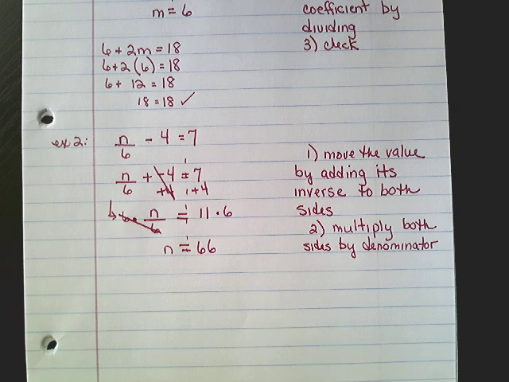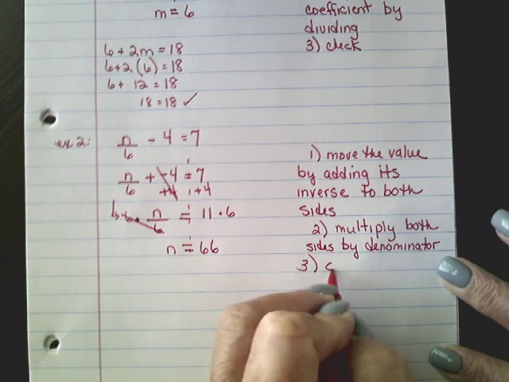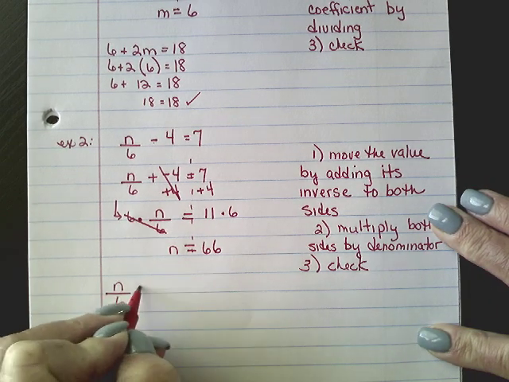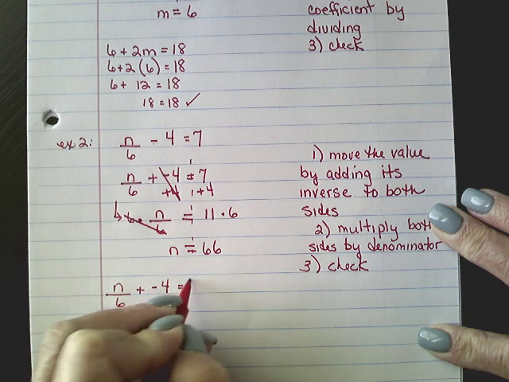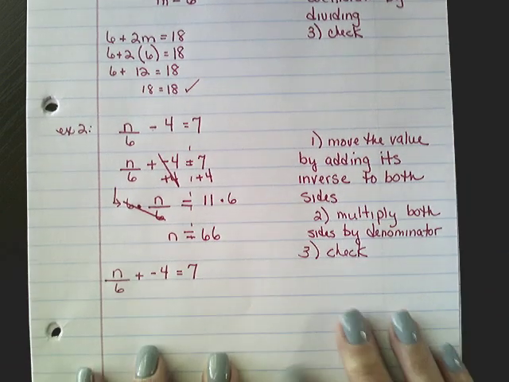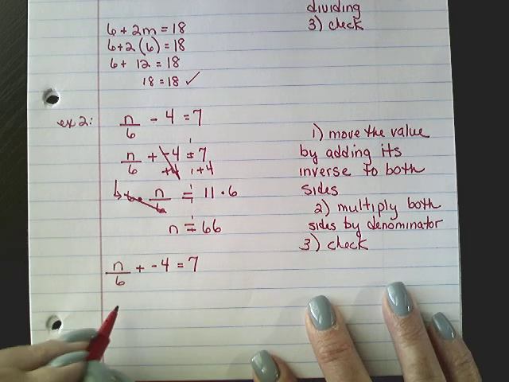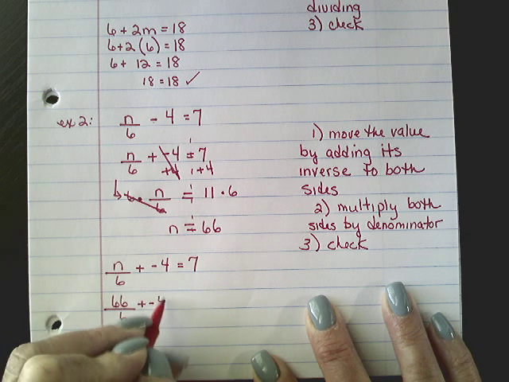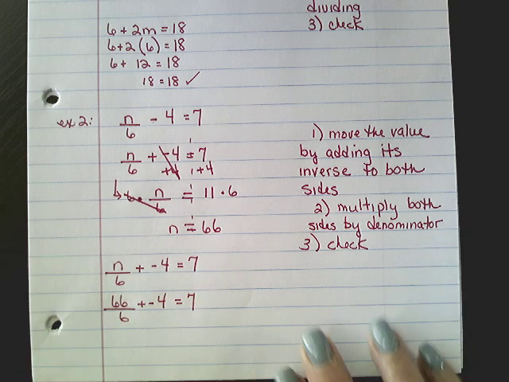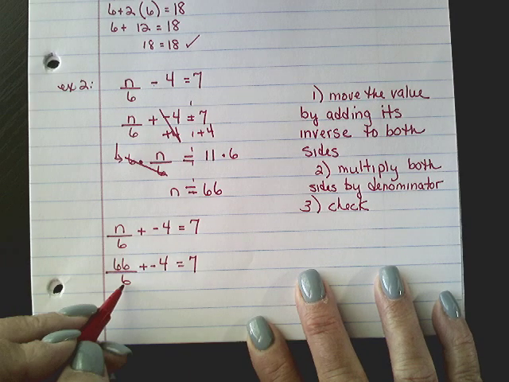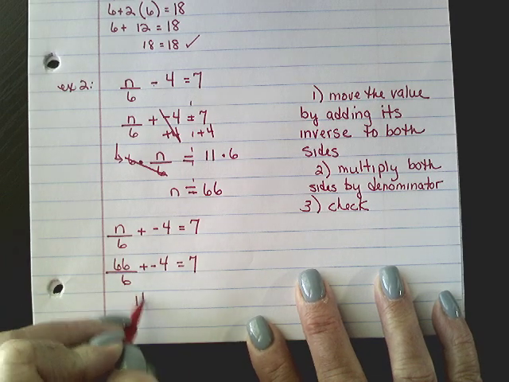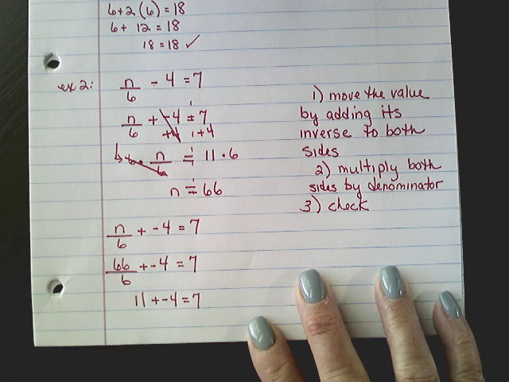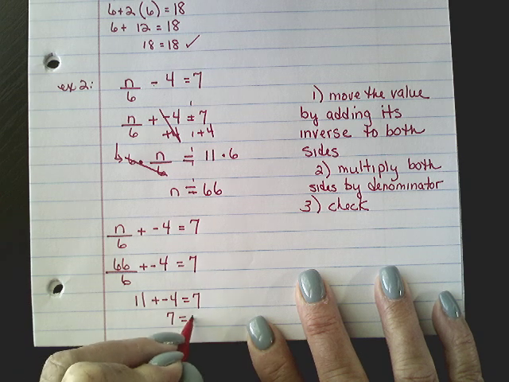So let's see if that works. So let's do our check. So I would take n over 6 plus -4 equals 7. My n is 66. So I would say 66 over 6 plus -4 equals 7. 66 divided by 6 is 11. 11 plus -4 equals 7. 7 equals 7.